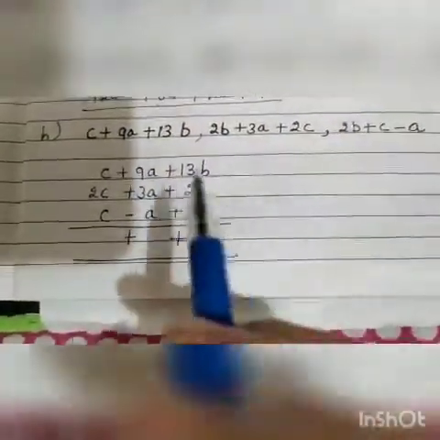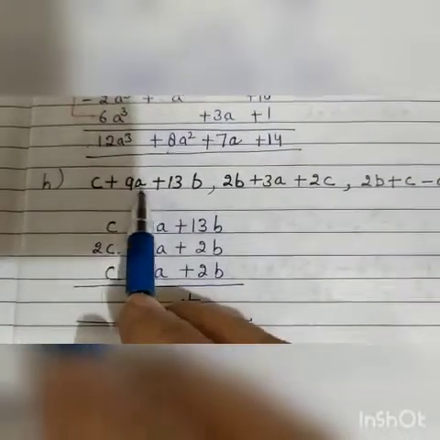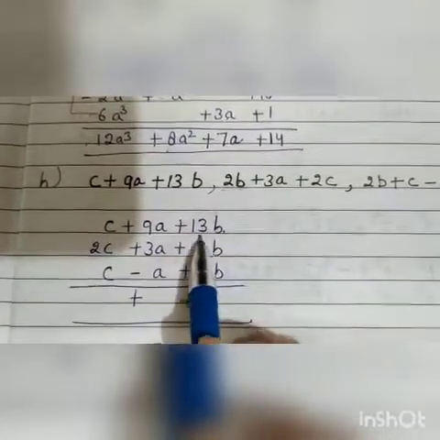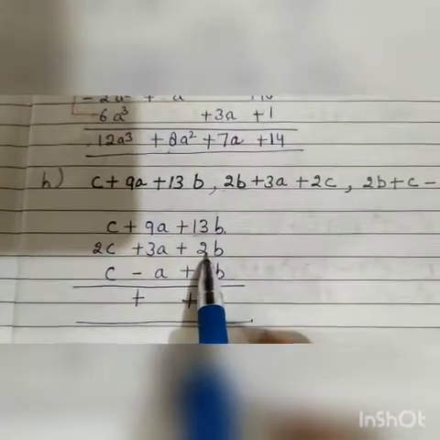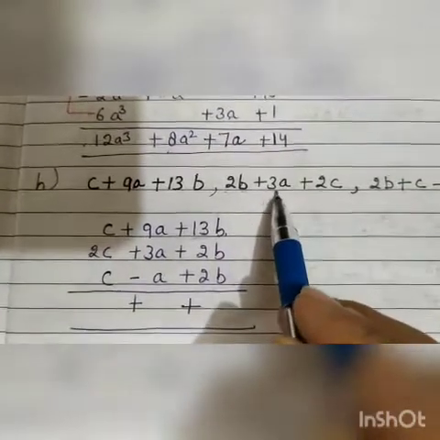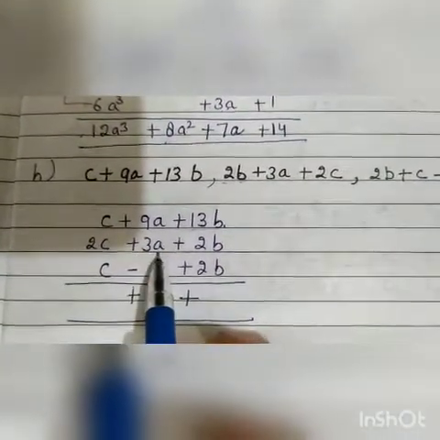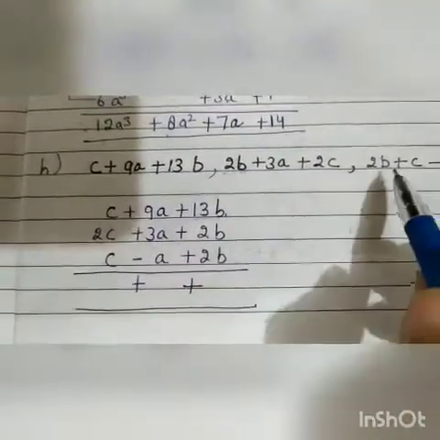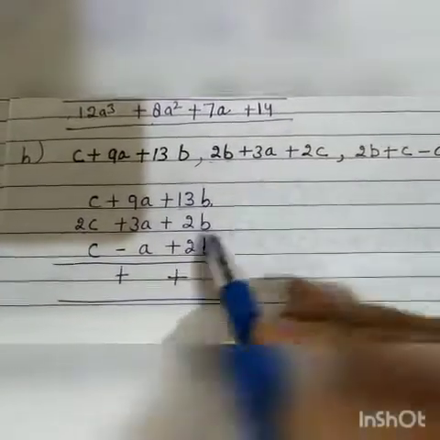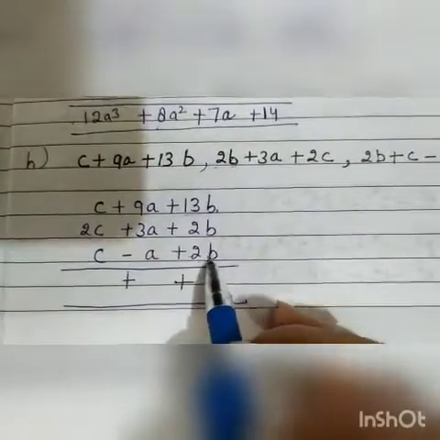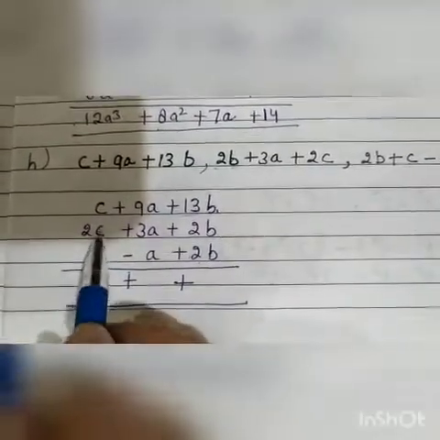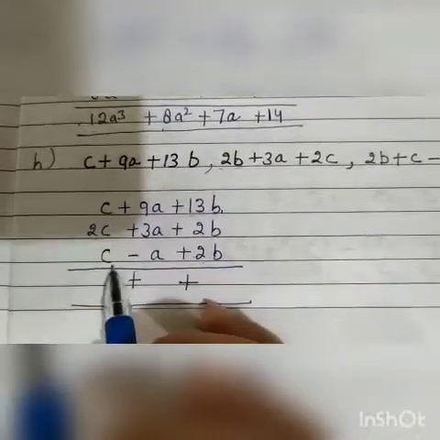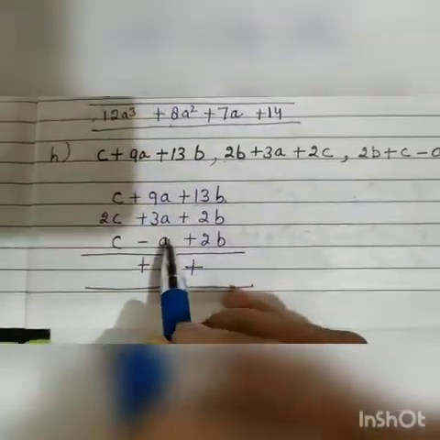Now next, H. The first expression is c plus 9a plus 13b. Then 2b. We will write this 2b below this 13b. We will write like terms below like terms. Then this plus 3a will be written below this 9a. Then plus 2c will be written below this c. It is 2c. Now the third expression is plus 2b. Again it will be written below this plus 2b. Then plus c. C will be written below c, plus c minus a. We have written all the like terms below each other.